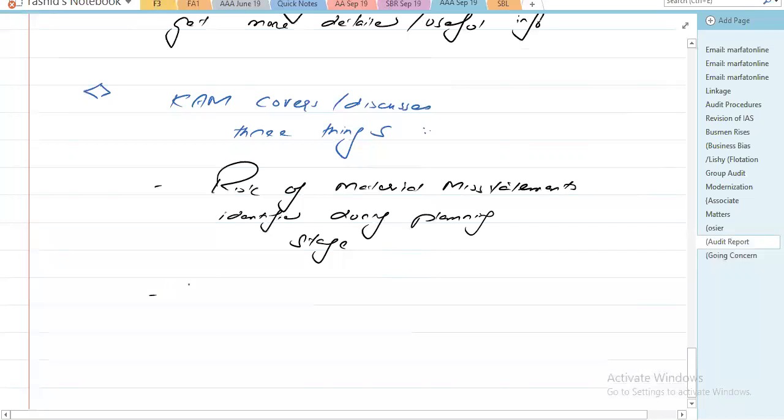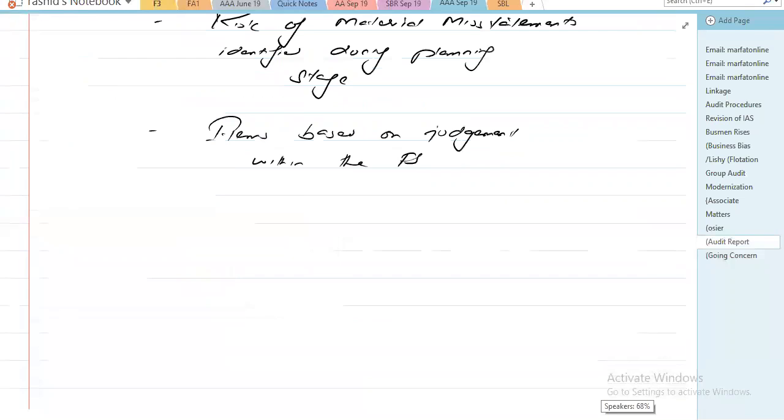Similarly, items based on judgment within the financial statements. So like the shareholders are also concerned regarding those items which are based on the judgments, such as provisions. So we are telling them, okay, look, in the financial statement, these are the things which are based on the judgments: allowances, provision, fair values, estimates, blah blah blah.